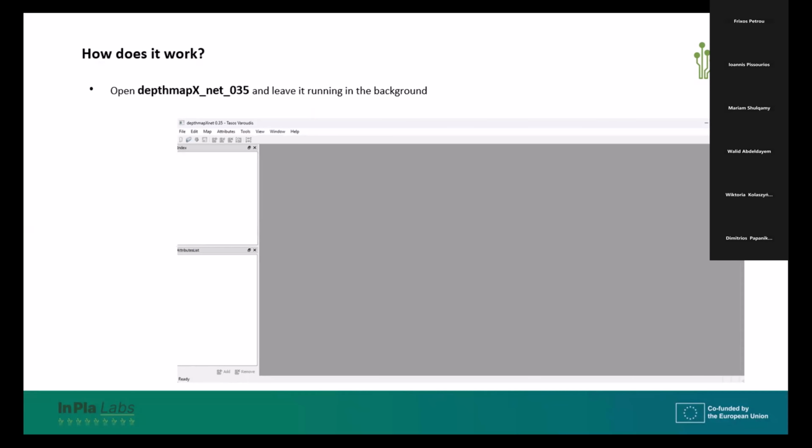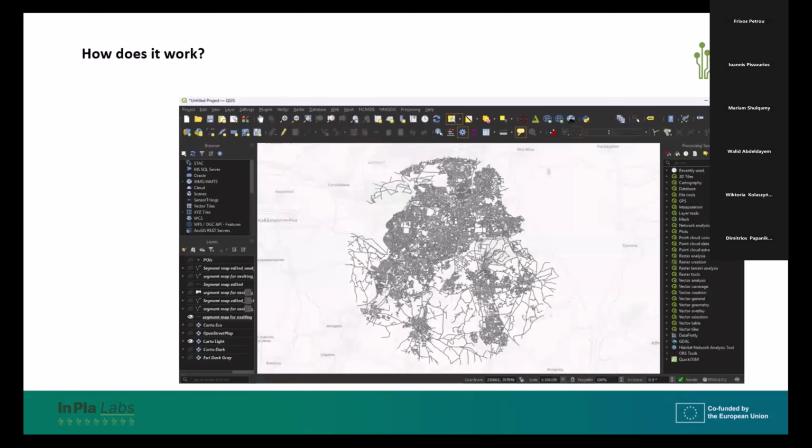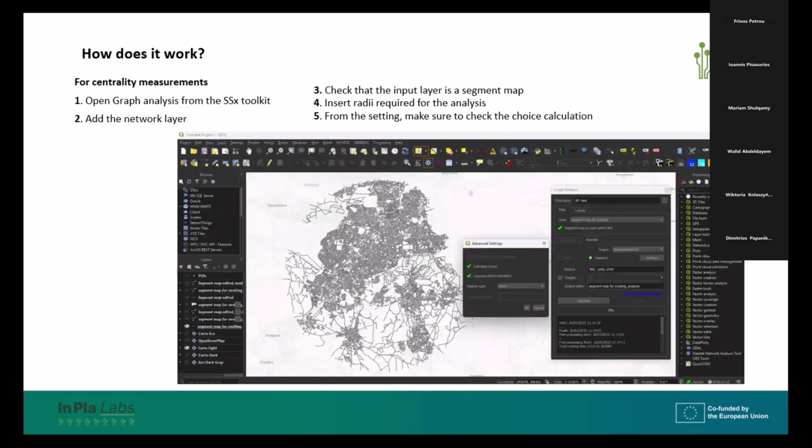How does it really work? I will dive deeply into some technicality here to show you how exactly it should be working, using the geopackages for the data that's already provided to you. First, you open depthmapX and just leave it working in the background. Afterwards, you open QGIS and start adding the layers. The geopackages here will mainly be the street network segments. And then we directly open the Space Syntax Toolkit.